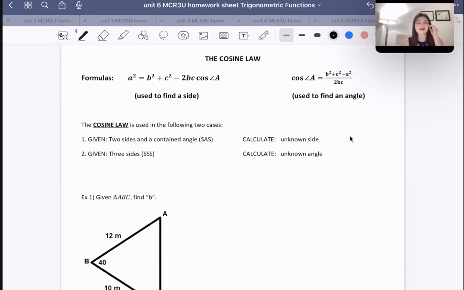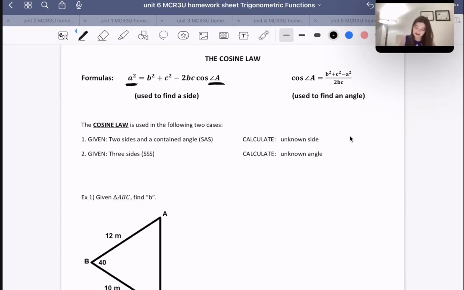Specifically with the cosine law, it is important that we stay consistent, just like with the sine law previously, right? If we are trying to find a squared, then we need angle A. B and C can be either of the other two, but the A squared must be consistent with the angle that we are using. It's very important.